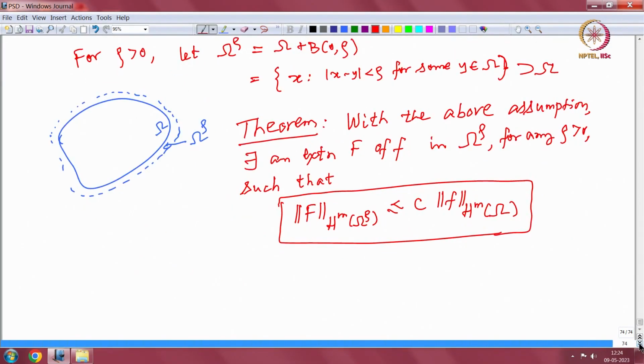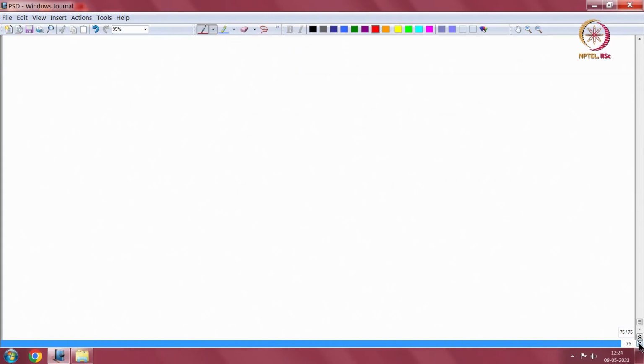So the proof is a nice application of partition of unity, which we have seen earlier. Let me just sketch that. These tools are also used in other parts of analysis, so they are important. They are not just in PDE, but on many other occasions.